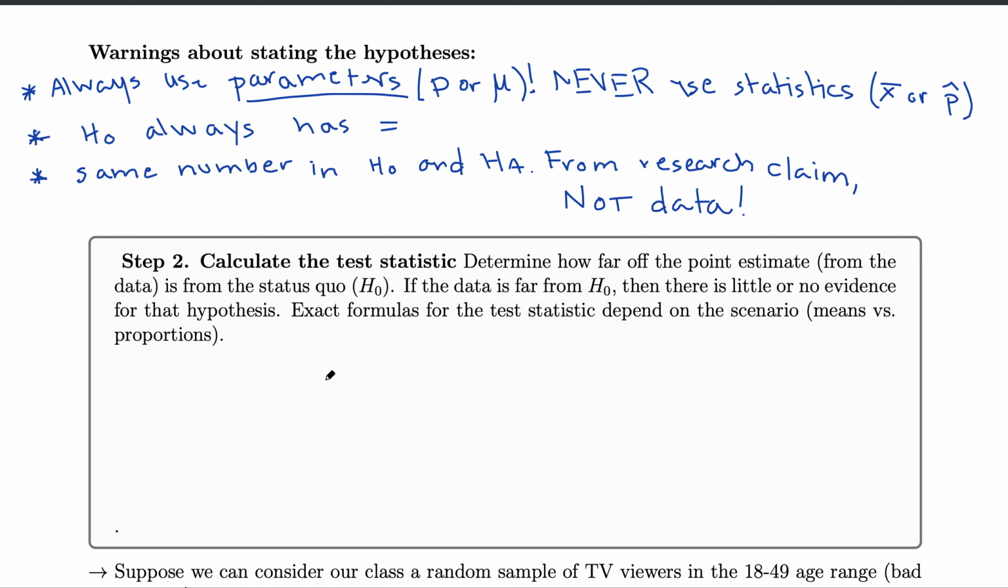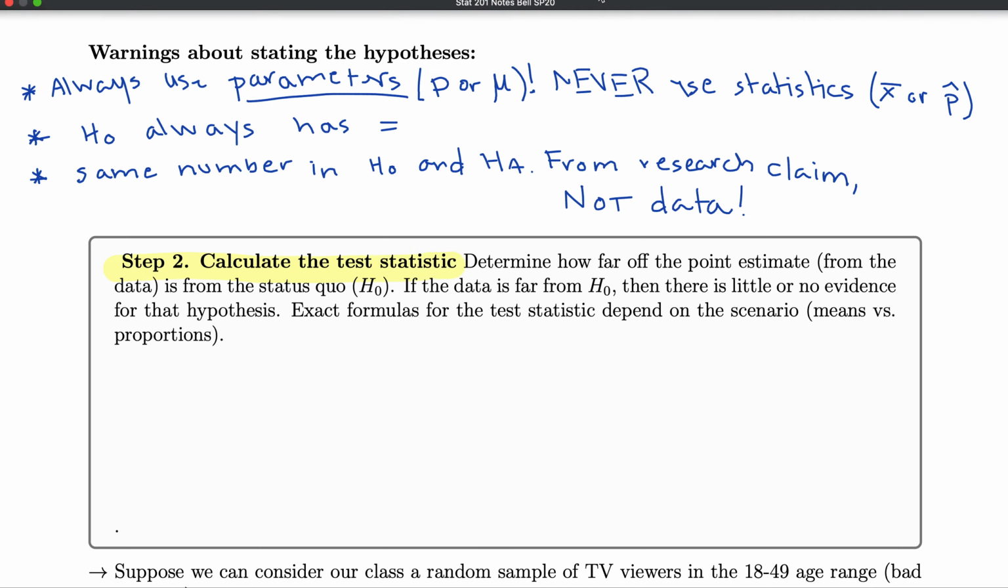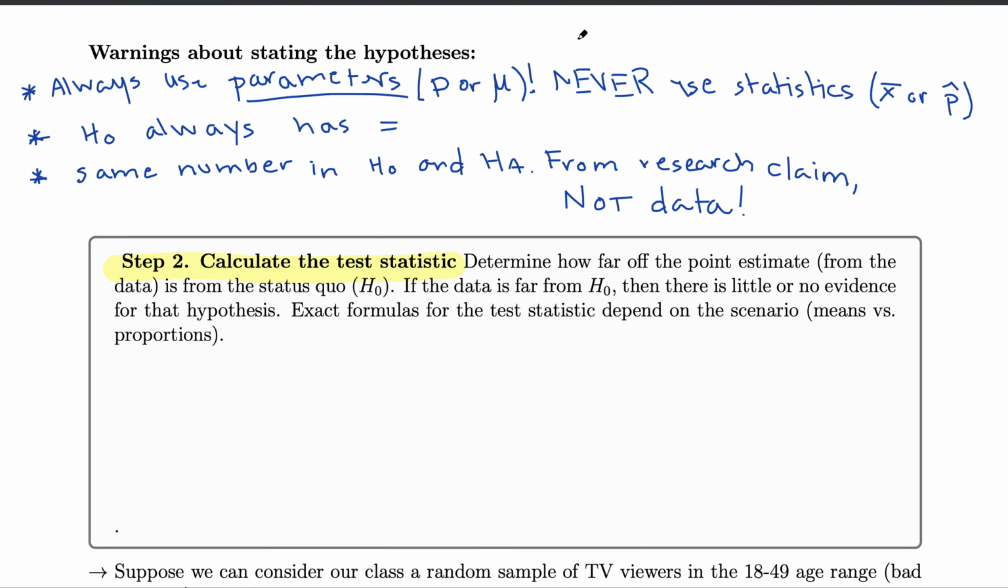All right, step 2 is where the data is going to come into play. So in this step, we're going to calculate our test statistic. And our test statistic is going to measure how far off our data is, or the point estimate, from our initial assumption, or H0. So I'm going to write this out in general first.